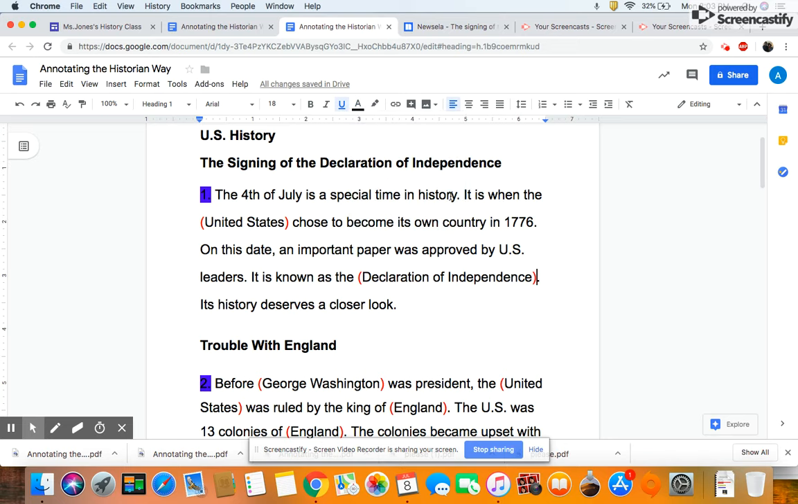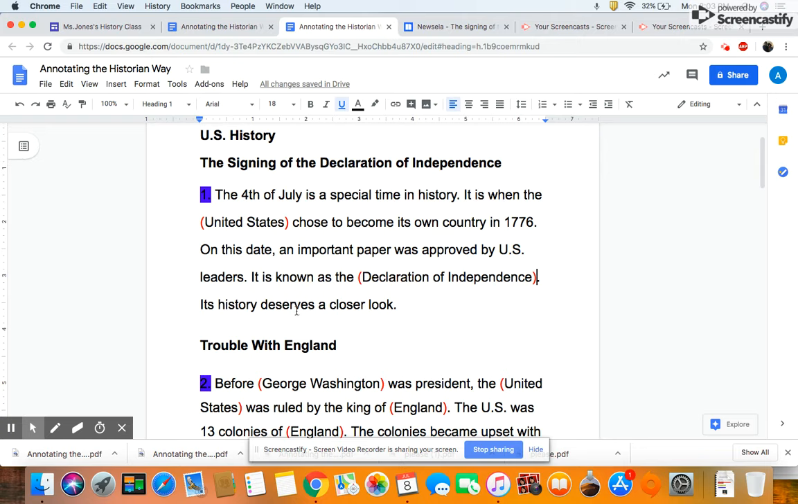The 4th of July is a special time in history. It is when the United States chose to become its own country in 1776. On this day, an important paper was approved by U.S. leaders. It is known as the Declaration of Independence. Its history deserves a closer look.